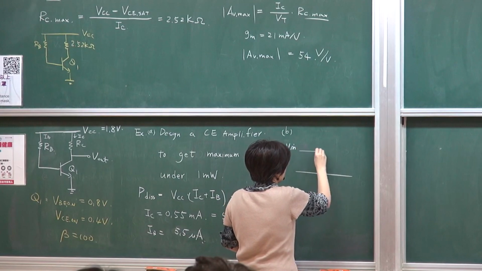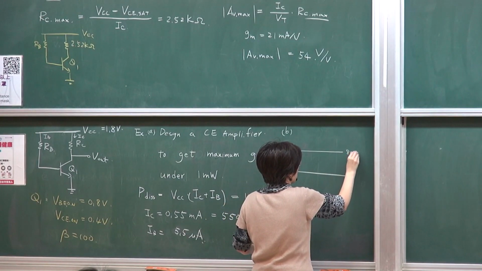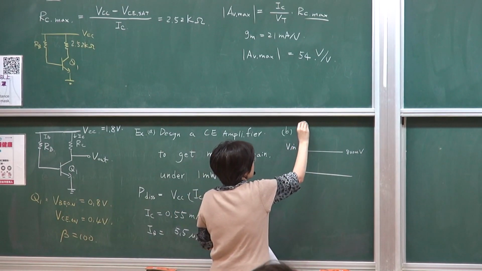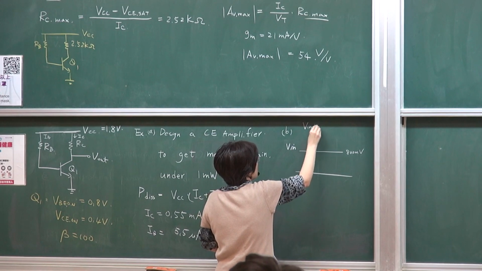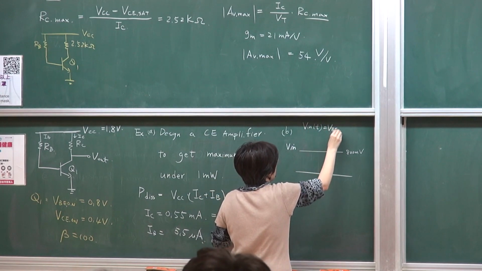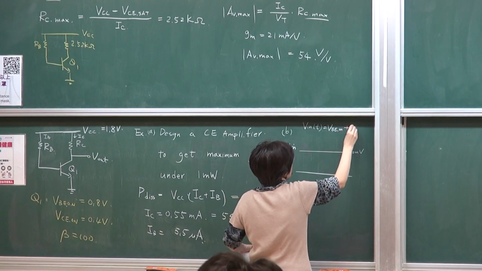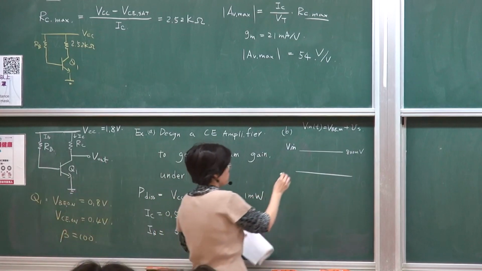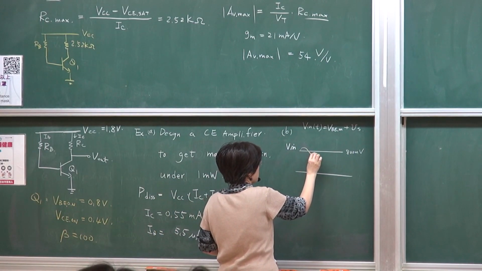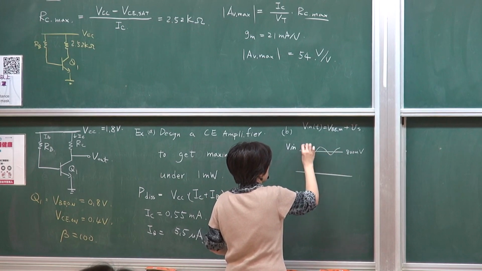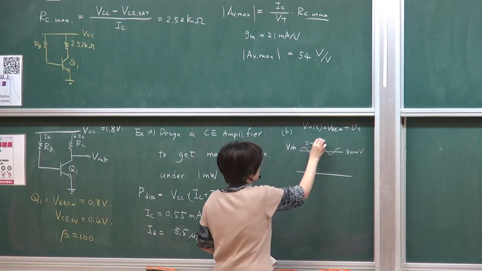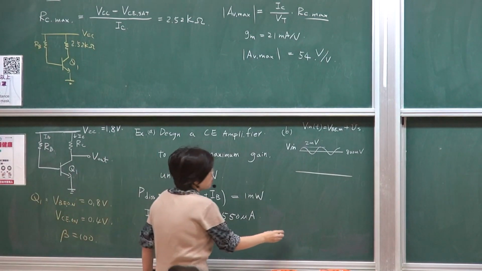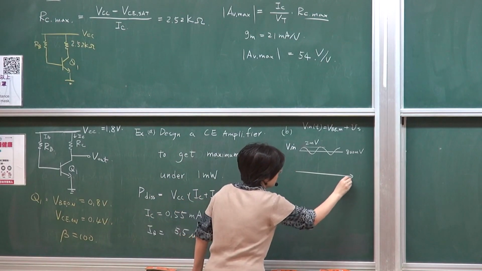It will bias at VB1, which is 800 millivolts. This is my DC level, plus a small signal. So Vin will be VB1 plus a small signal. Let's say I'm inserting a small signal into the system, 2 millivolts. Okay? What do you expect your output will look like? So this is versus time.